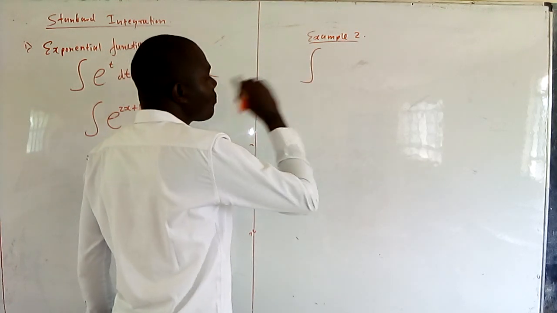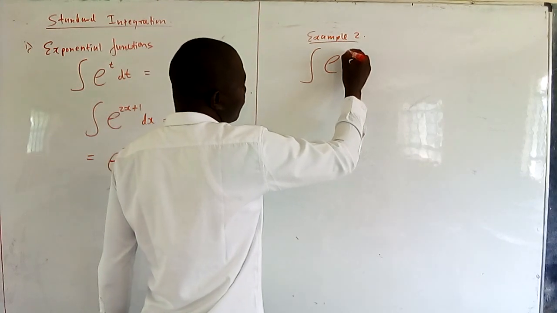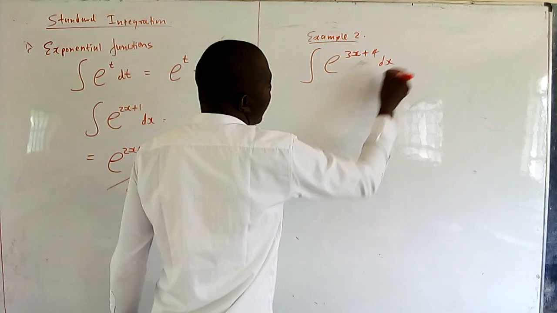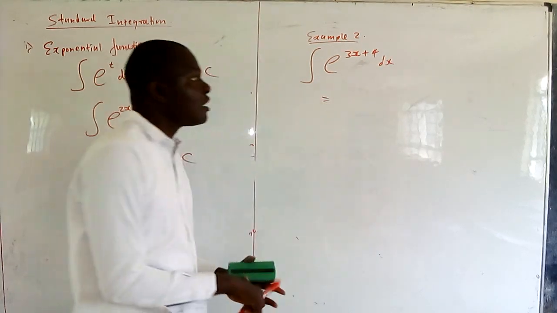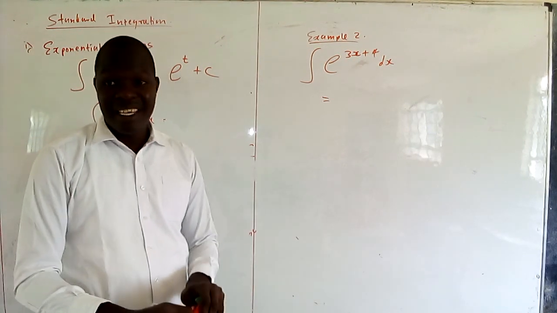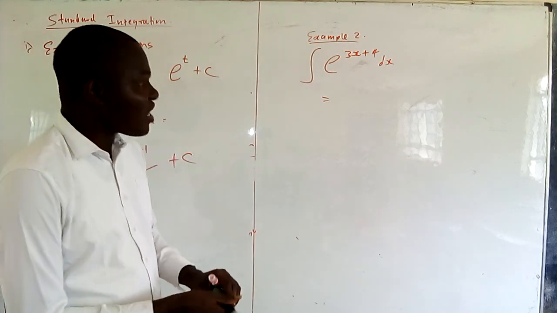So integrate exponential 3x plus 4 dx. If you integrate that, what do you get? You simply check: the derivative of the inner function must be a constant. So what is the inner function there?